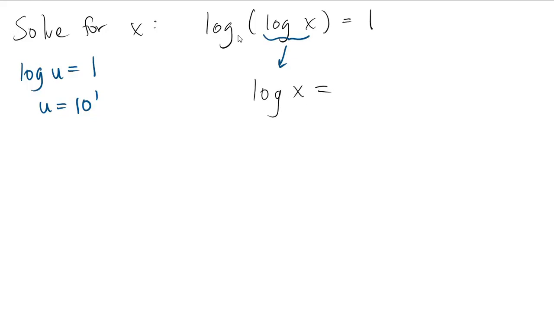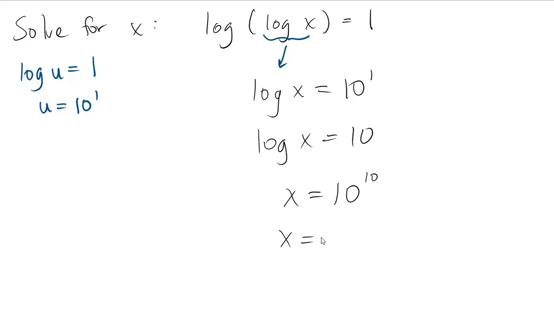The base of the outer logarithm is the base of the exponential expression, and the output of the logarithm is the exponent. So we get that the log of x equals 10, and now we solve that by rewriting that in exponential form. The input to the logarithm is x, the base of the logarithm is again 10, and the output of the logarithmic expression is 10, that becomes the exponent, and so we get 10 to the 10th, which is a 1 followed by 10 zeros. That's 10 billion, by the way. The solution to this equation is 10 billion.